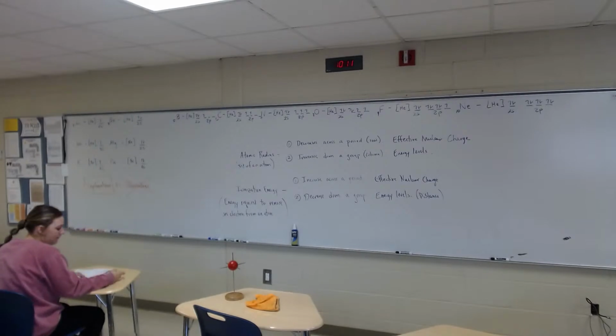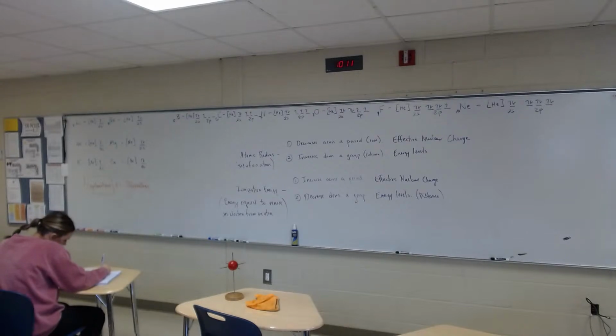Go back to the row 4, period 4 P block elements. Why is gallium the largest? Because it has less protons. All right, because it has less protons, okay? It has less effective nuclear charge.